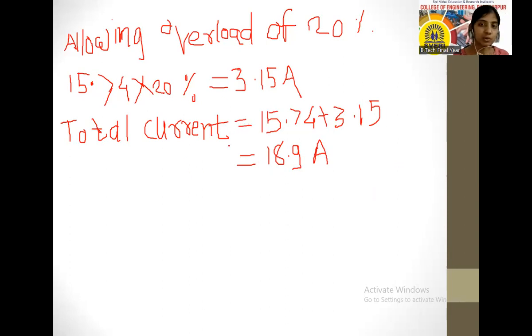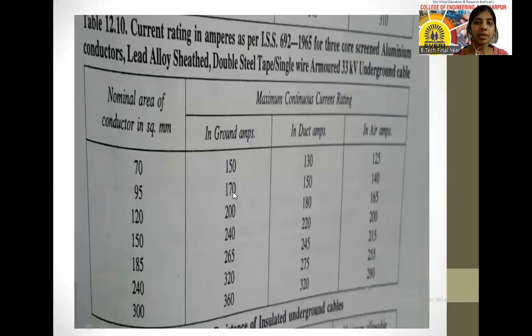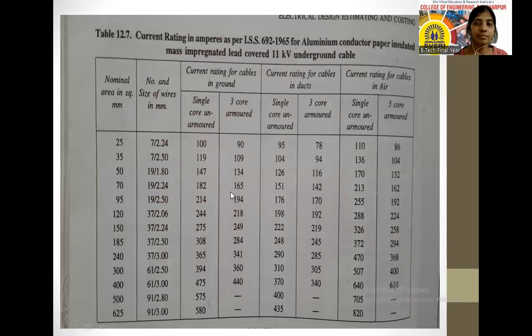So according to that, we have to select the conductor size. 18.9 multiplied by 3, how much conductor size will we require? 18.9 multiplied by 3 is 56.7 ampere. So for carrying that much current, which cable do we have to select? This first one. Always you have to consider the voltage level of the conductor. So that's why we are not using single core cable. In case of underground, up to 66 kV, you can consider the 3-core cable.